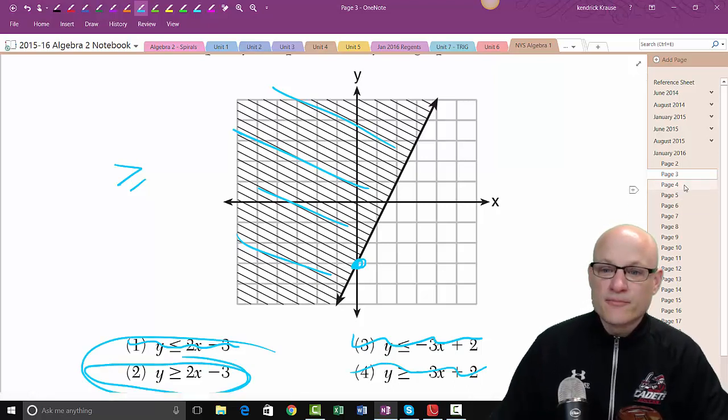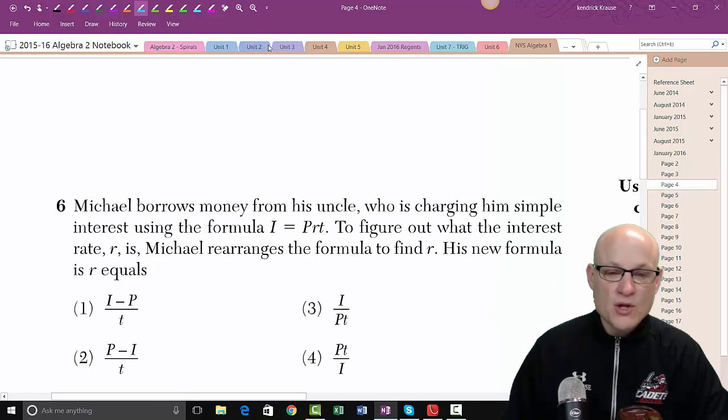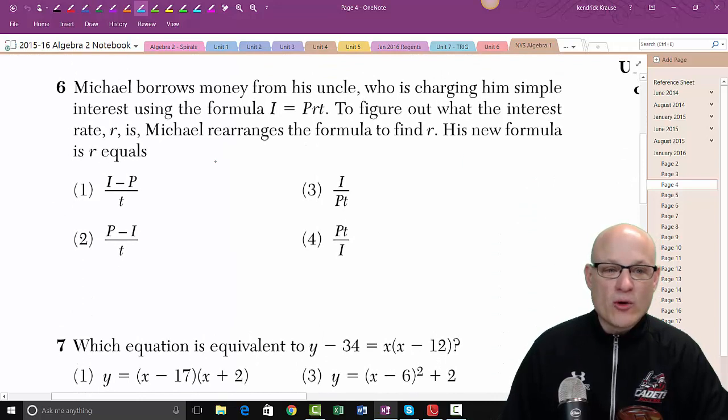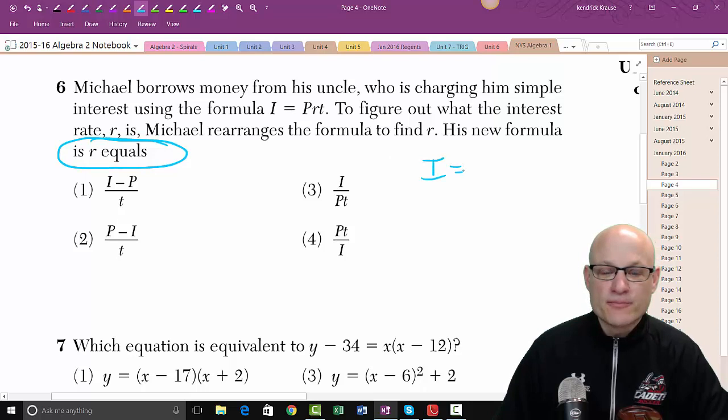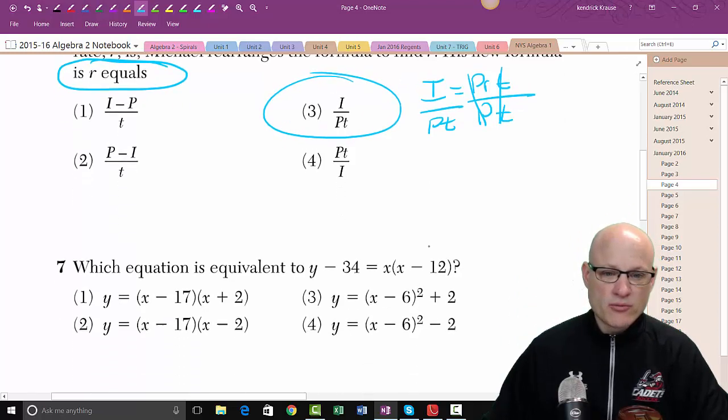Switch the page, kids. Oh my gosh, math is so much fun. All right, so this wasn't a joke compared to previous tests, this problem. Oh, they get you later on some of the extended response. They get you later. So we want to figure out what the new formula is, what does R equal? So we take I equals PRT, and we want to solve for R. So I divide by PT, and I get I over PT. Wow. That was a tough problem.